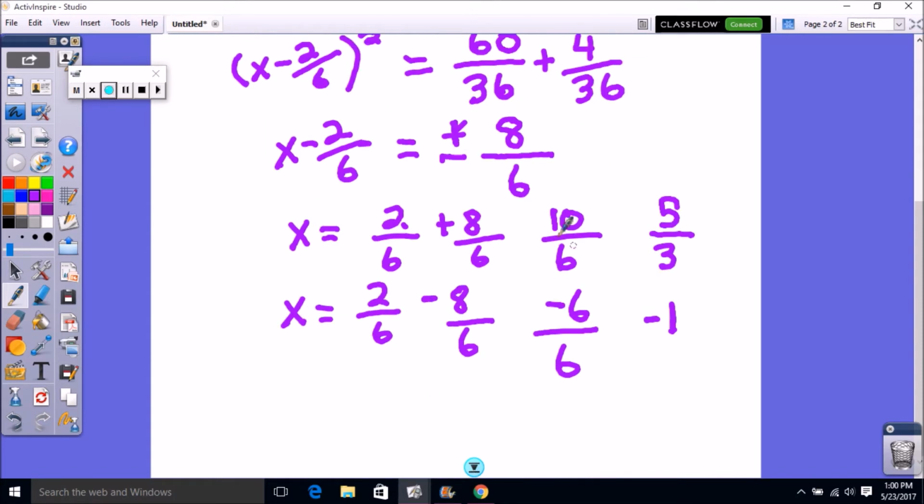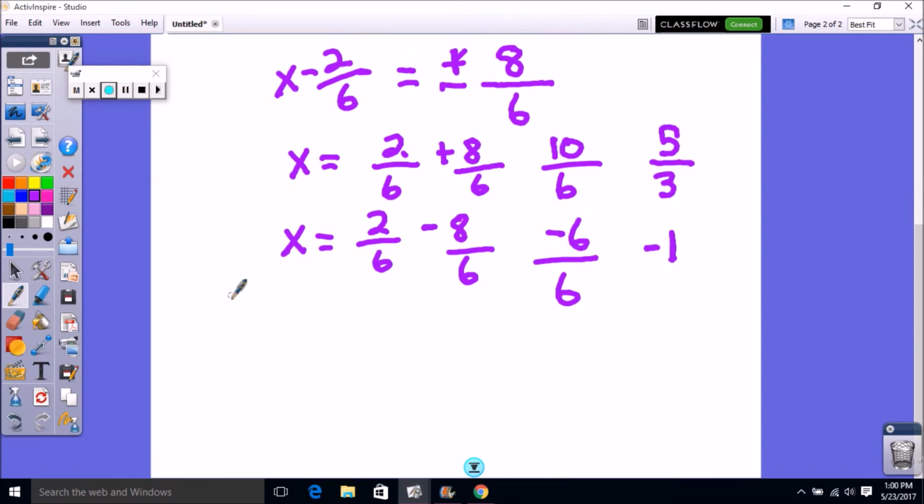Okay, so those are your solutions. Again, your solutions literally just mean if I were to graph this parabola, it would be going through (-1, 0) and (5/3, 0).